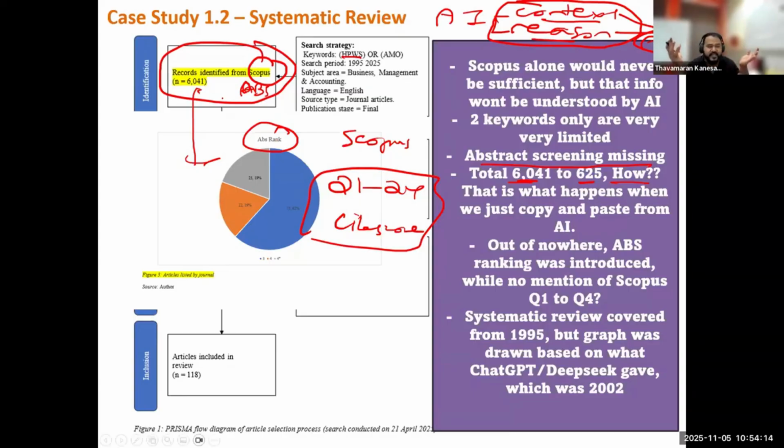Then how did they do it? How do you think the student got this ABS ranking? Anyone can guess? Because Scopus is something else. Imagine you're talking about a car, and suddenly a bike comes out. How is it possible? How do you think the student managed to get ABS ranking when the actual PRISMA source is Scopus?